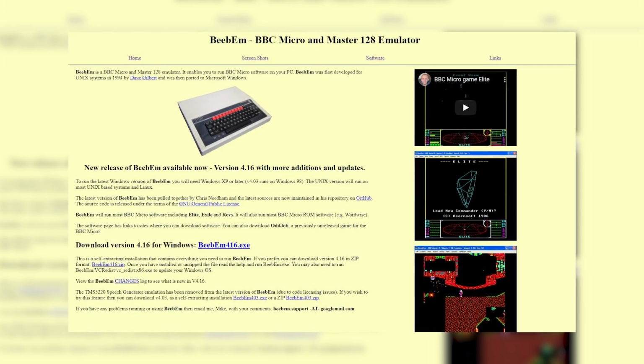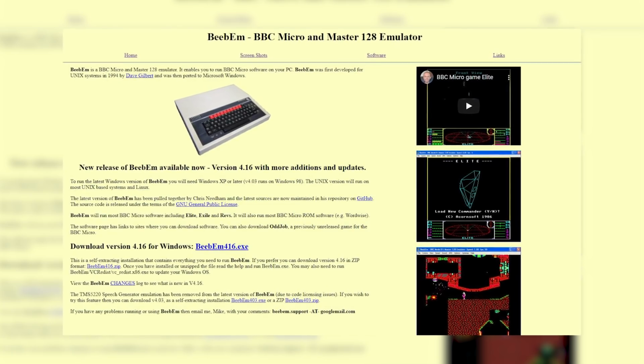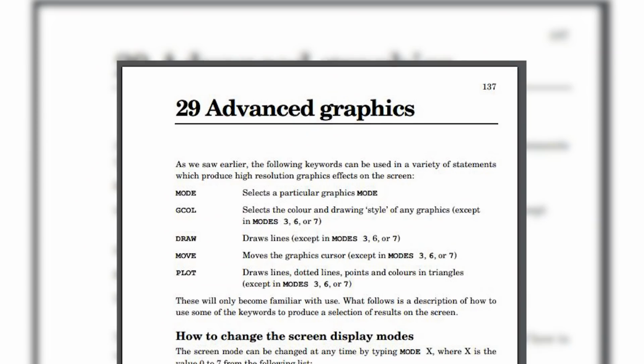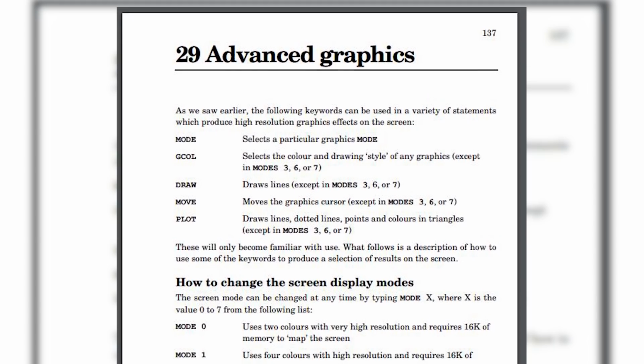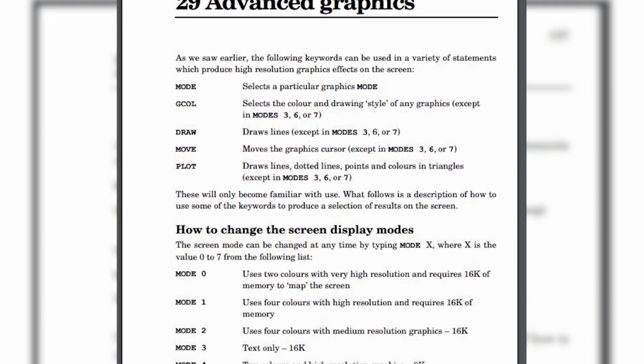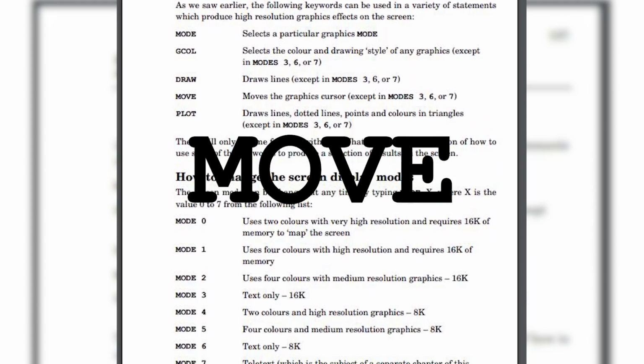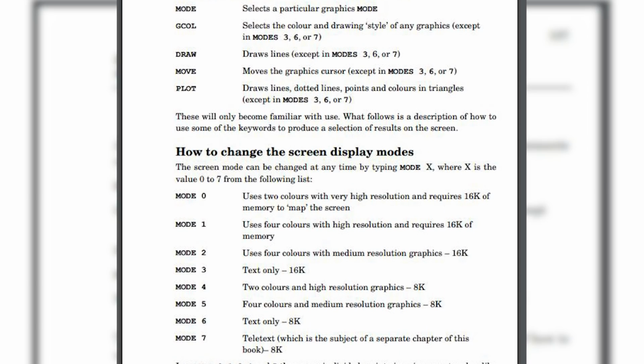So the brilliant emulator that I've downloaded to do this is called BeebM. There is, of course, a link in the description. I then also downloaded a PDF manual to remind myself of the commands that let you draw graphics, such as mode, draw, move, and gcol, and this will let me draw the tube map.